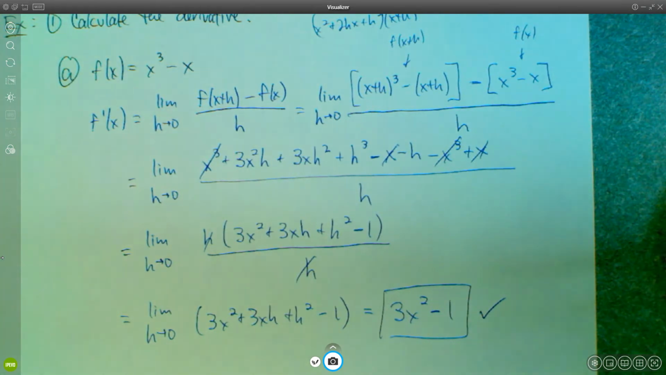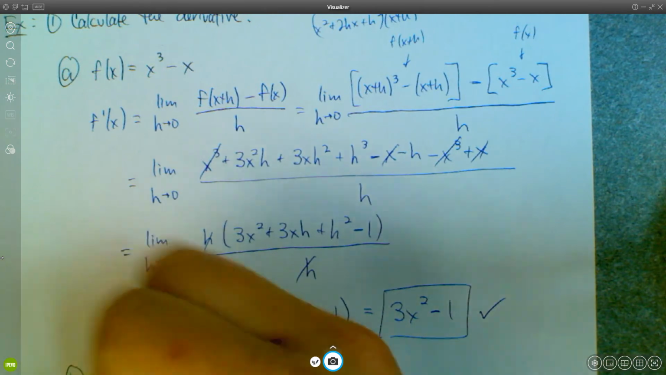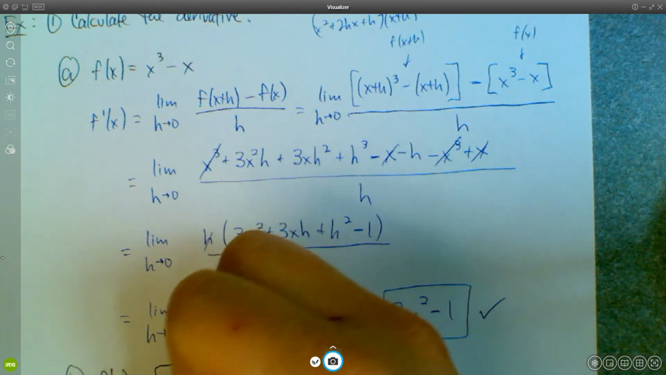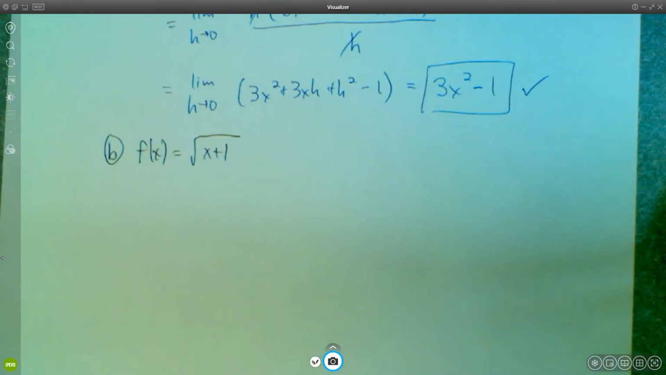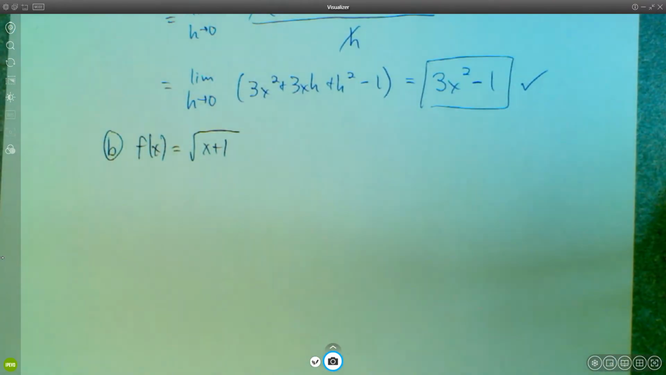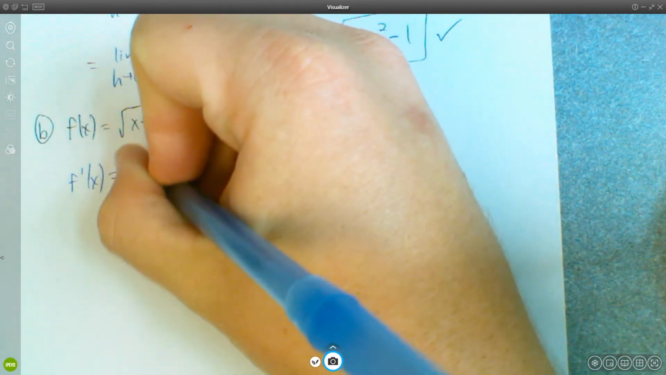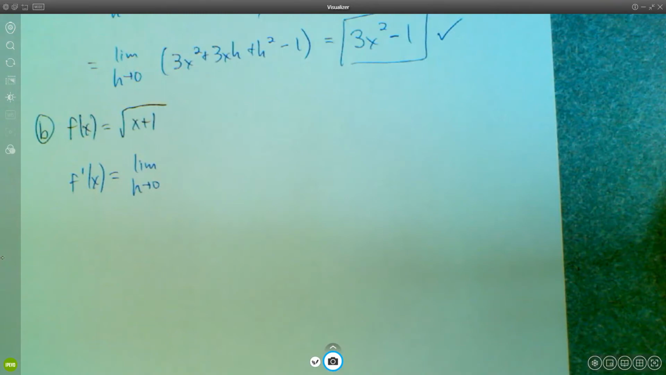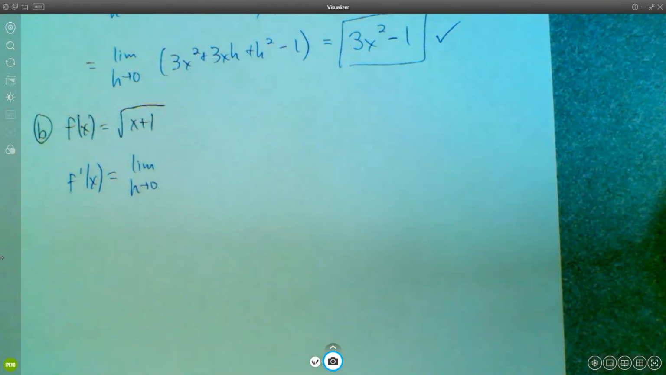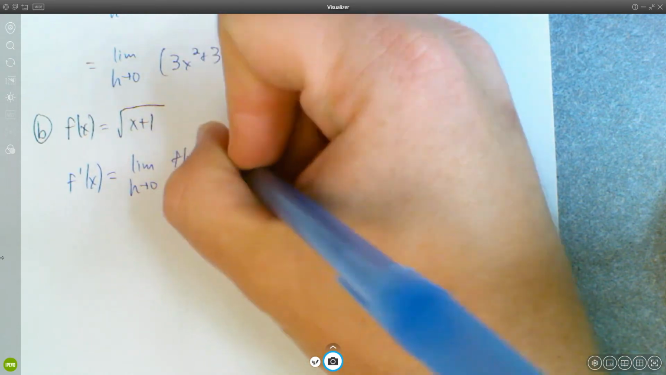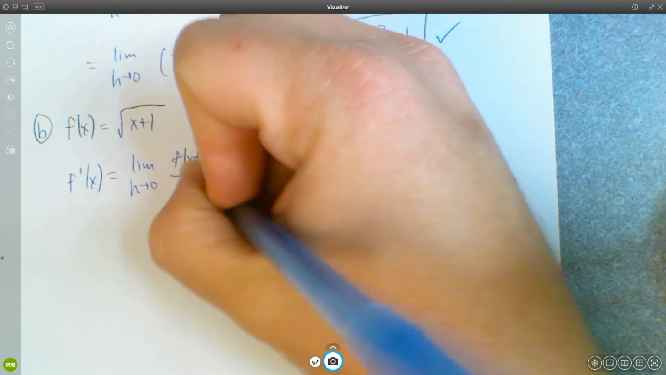So that's that one. Let me give you one more. So let's do f of x equals square root of x plus 1. Let's calculate the derivative of that thing. Okay, so f prime of x is going to be limit as h approaches 0 of f of x plus h minus f of x over h.